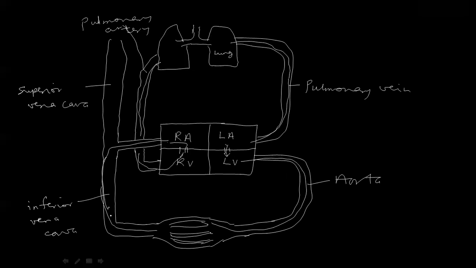So the inferior vena cava brings deoxygenated blood from the lower part of the body, while the superior vena cava brings blood from the upper part of the body into the right atrium. So on the right side, everything here, whatever you have here, these are all deoxygenated blood, okay? Deoxygenated blood here. Blood here is deoxygenated blood. So all this is deoxygenated blood.